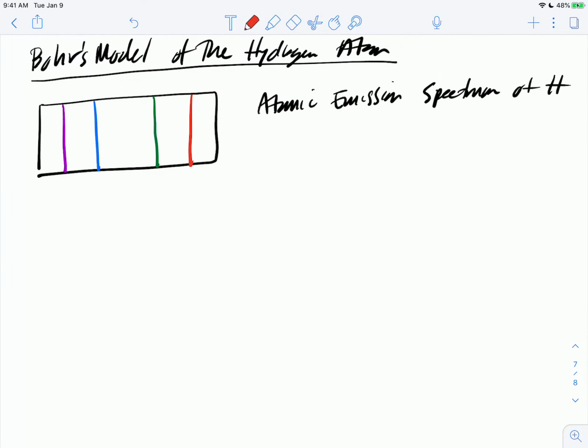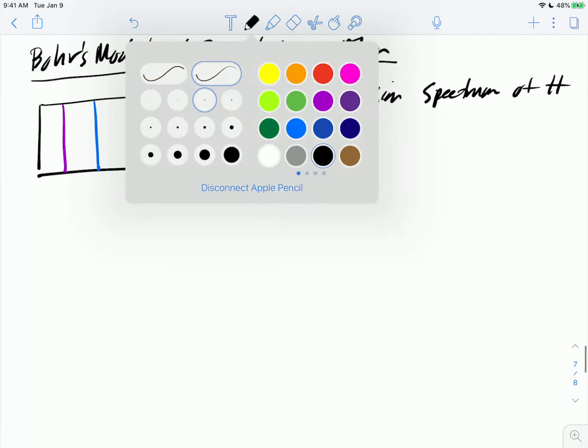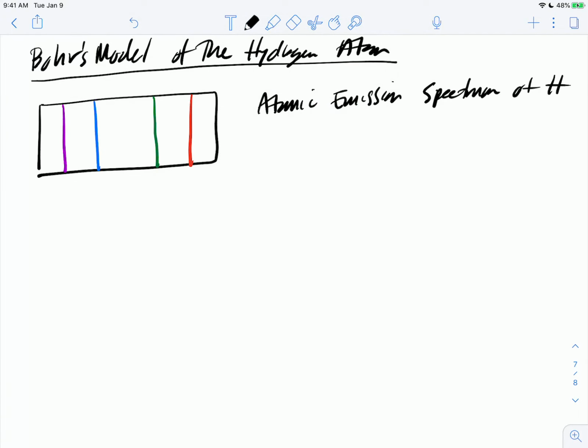So we had these just 4 emission bands, and what Bohr did is he made a mathematical model that related these. And so what Bohr saw was that the energy of these lines had a 1/n² relationship. And so if we look at this, what does n mean?